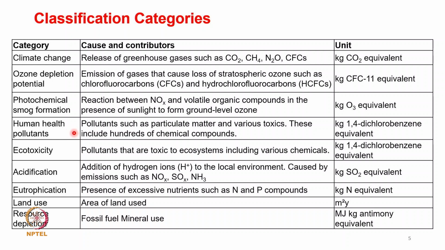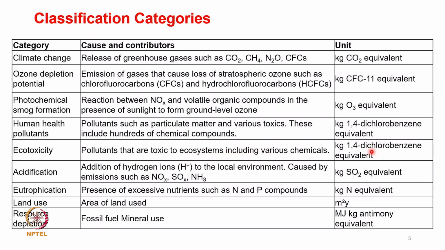And the next is human health pollutants. This is computed from pollutants such as particulate matter and other various toxics. These include hundreds of chemical compounds. This is computed as kilograms of 1,4-dichlorobenzene equivalent. The same for ecotoxicity, the pollutants that are toxic to the ecosystem, including various chemicals.